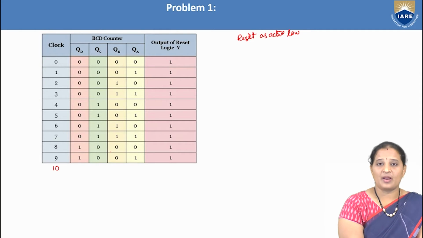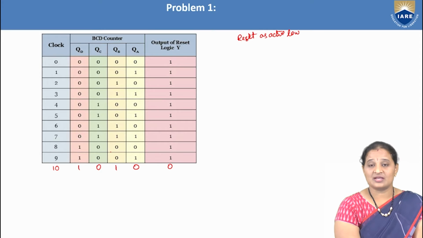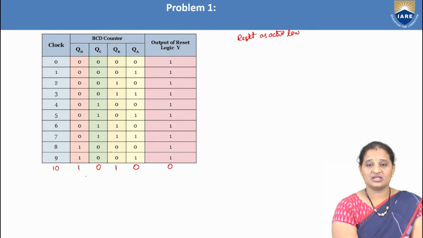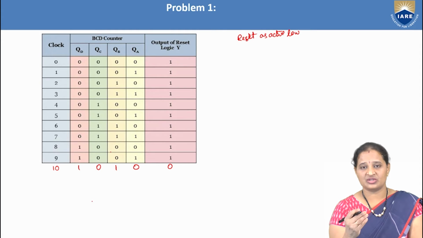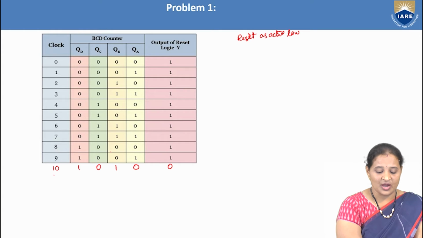And if you still apply the clock pulse here, what is the next state? 1, 0, 1, 0. As it is an invalid state because we are designing a BCD counter, all these remaining states from 1, 0, 1, 0 to 1, 1, 1, 1 will be considered as unused states. 1, 0, 1, 1 is also unused.